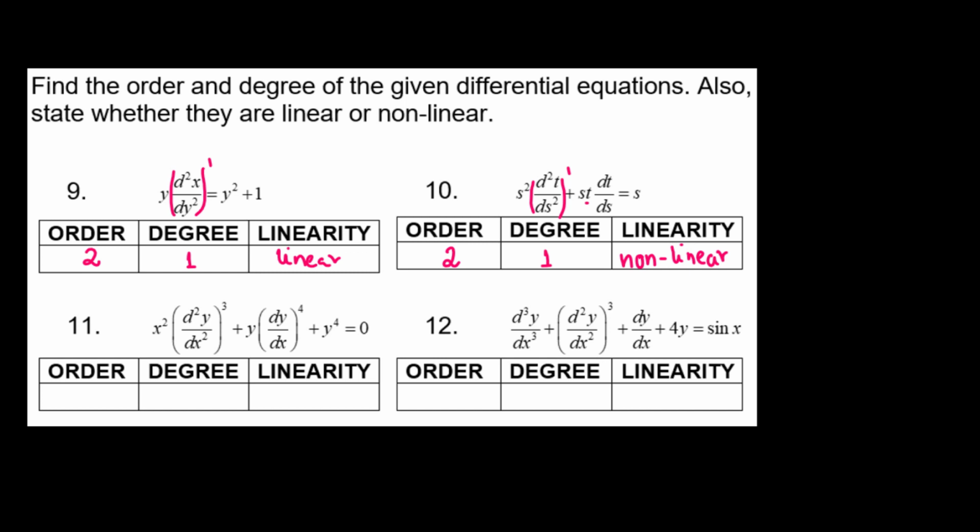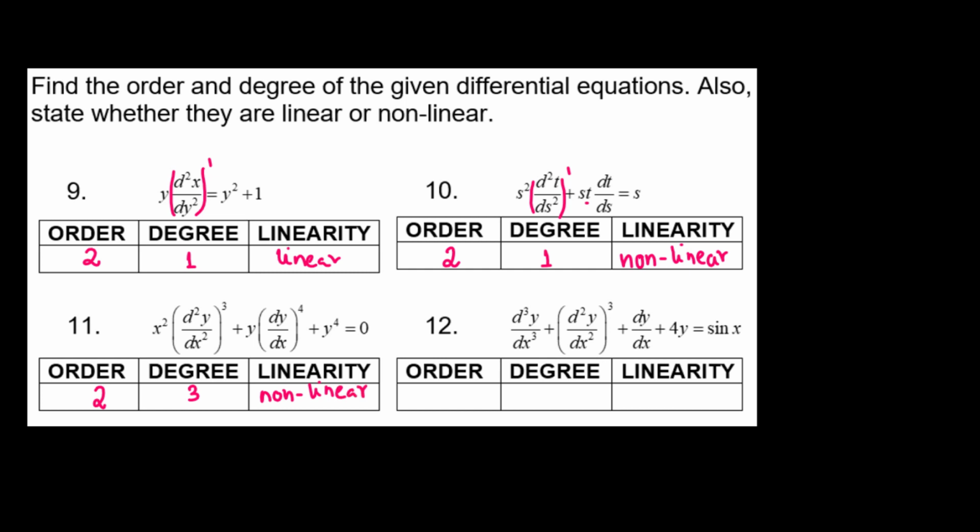Problem number 11. x squared multiplied by the second derivative of y with respect to x, cubed, plus y times the first derivative of y with respect to x raised to the power of 4, plus y raised to the power of 4 equals 0. If we look at this differential equation, the highest order differential coefficient present is the second derivative of y with respect to x, so the order is going to be equal to 2, and the degree that follows it is going to be equal to 3. It is going to be a nonlinear differential equation.